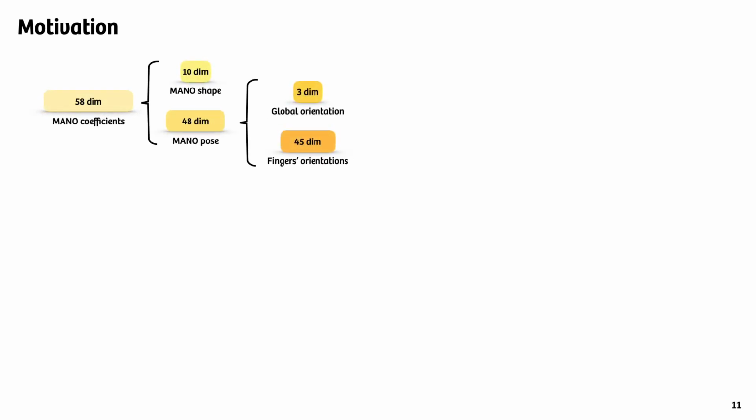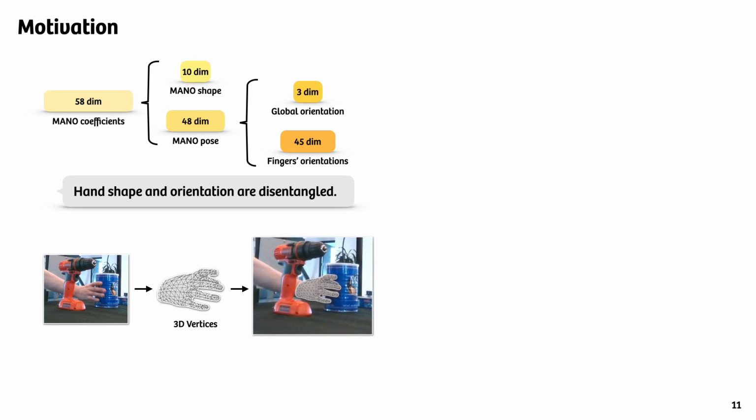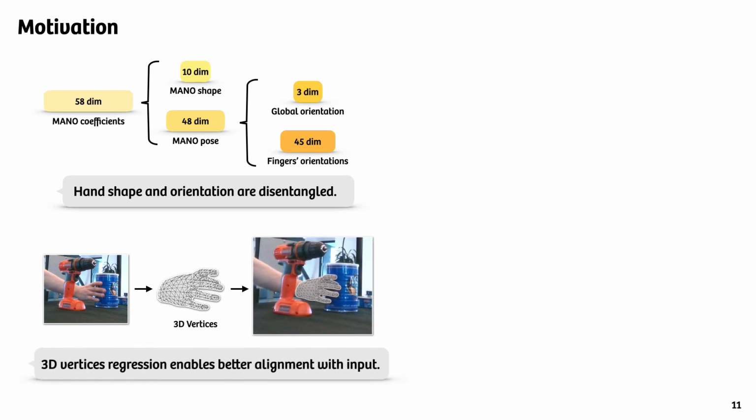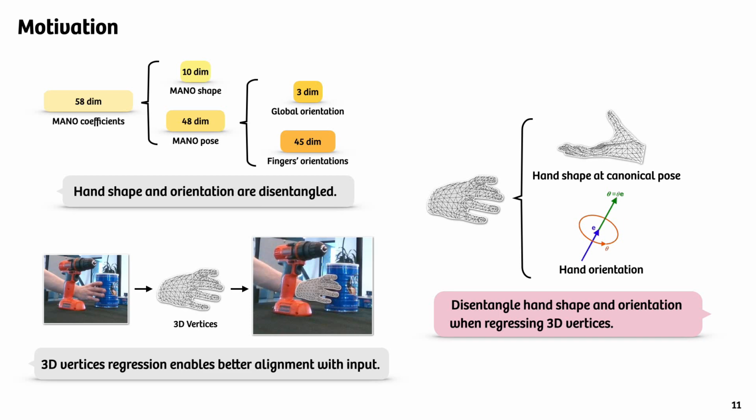As a commonly used representation, MANO coefficients disentangle the hand shape and orientation naturally. However, it is difficult to represent detailed gestures. Another approach is to regress the 3D vertices directly, which enables better alignment with input, but the hand orientation and shape are blended. To this end, we attempt to combine their advantages by disentangling the hand shape and orientation when regressing 3D vertices.